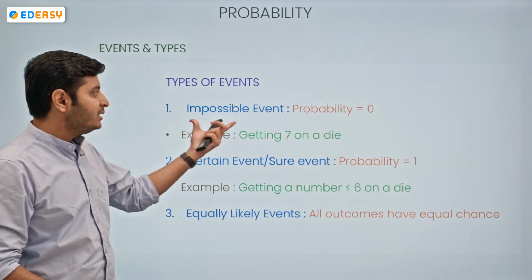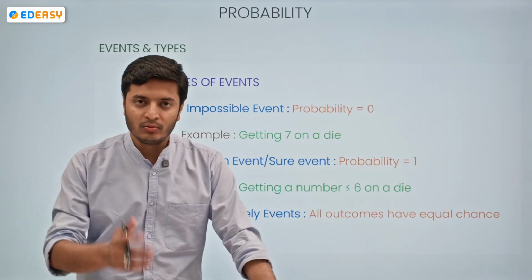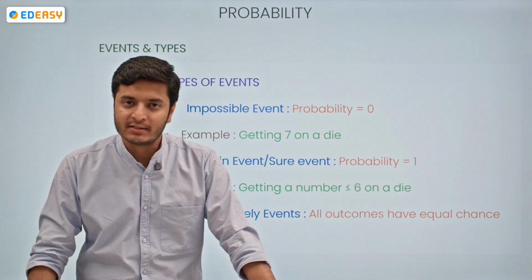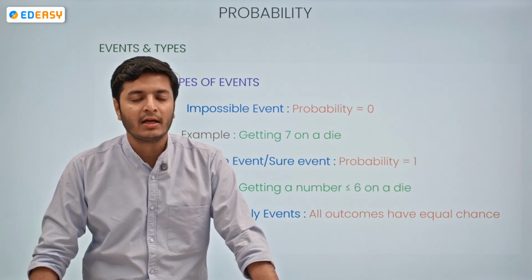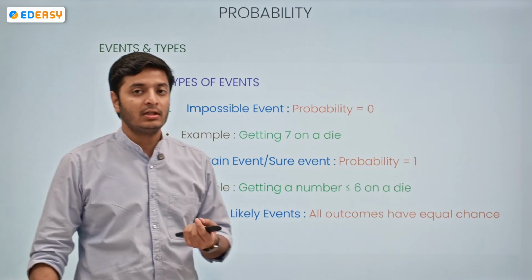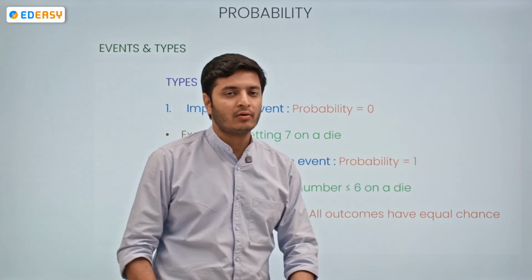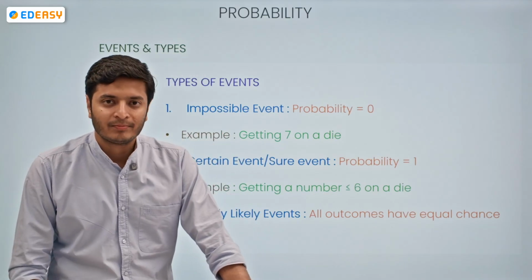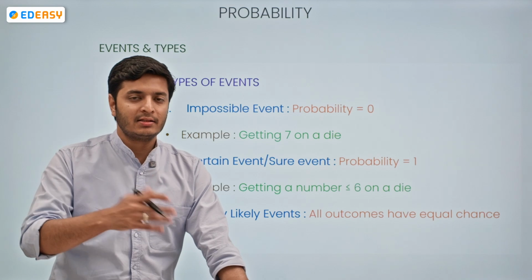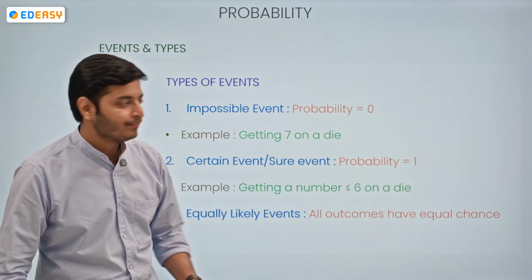Some examples: for an impossible event, getting 7 on a die. If there's no face having 7 on a die, then how can we get 7? We cannot get a 7 on a die, correct? For certain events, for which the probability is sure, getting a number lesser than or equal to 6 when we roll a die. If we are rolling a die, what are the chances we are going to get a number which is lesser than or equal to 6? 100% chance, because all the numbers are lesser than or equal to 6 only.